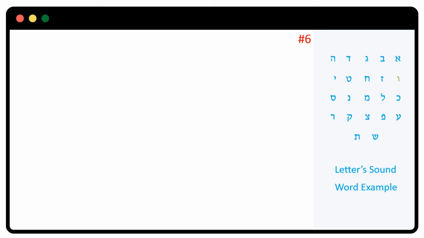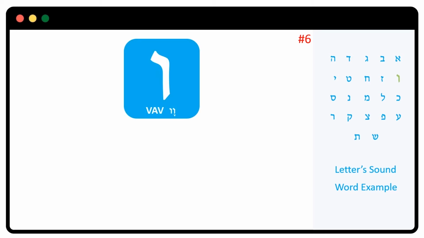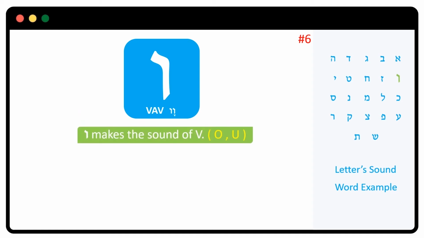Letter number 6. Vav. The letter Vav makes the sound of the letter V. But the letter Vav also can make the sound of the letter O or U. When the letter Vav has a dagesh on the top of it, it makes the sound of the letter O. And when the letter Vav is followed by a dagesh in the middle of it, it makes the sound of the letter U. More to come on this letter in future videos.